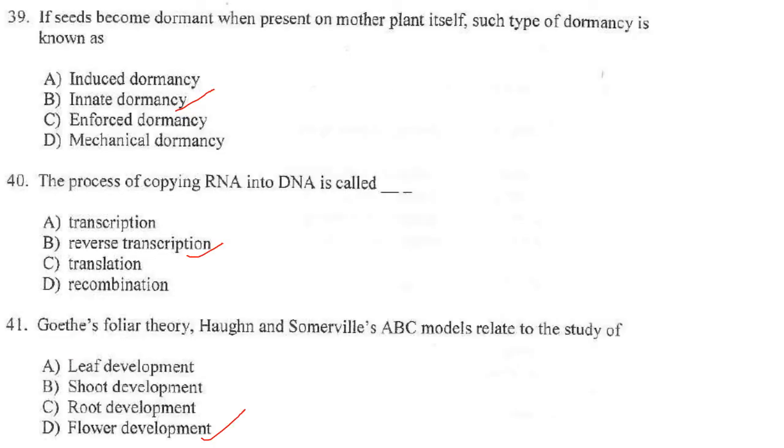Then next one. If seeds become dormant when present on the mother plant itself, such type of dormancy is known as innate dormancy. Answer is B. The process of copying RNA into DNA is called reverse transcription. Answer is option B. Then Goethe's foliar theory, Hogan and Somerville's ABC models relate to the study of flower development. ABC model, it is in Arabidopsis. So answer is option D, that is flower development.